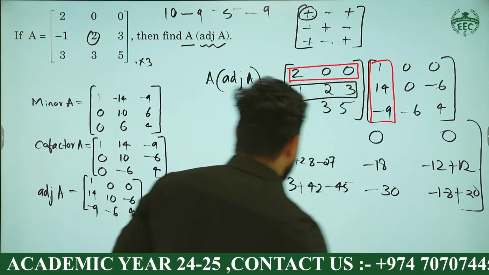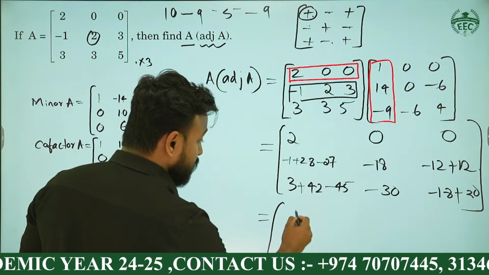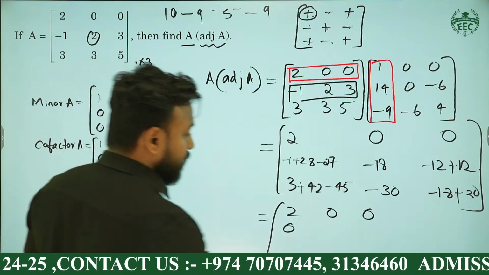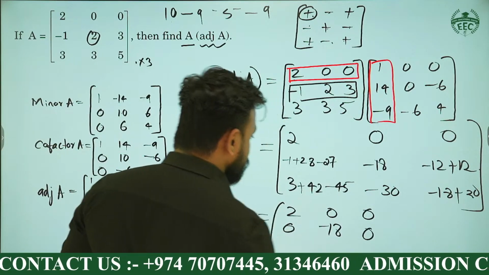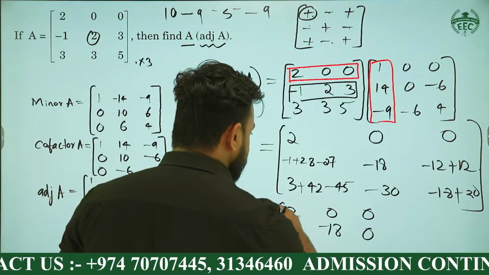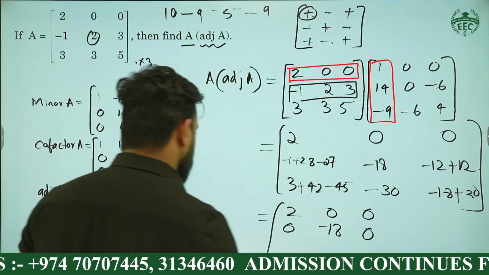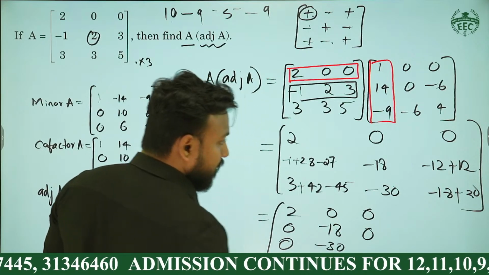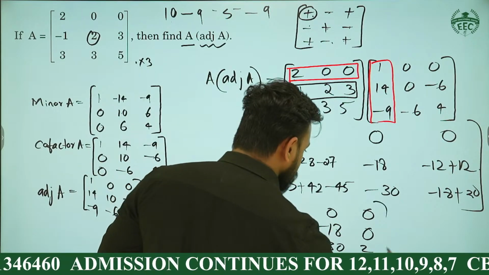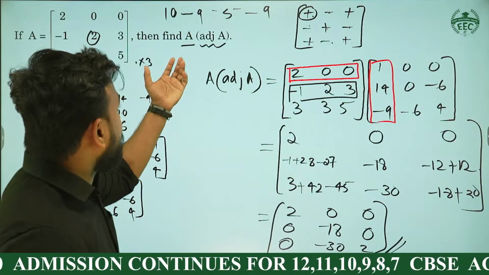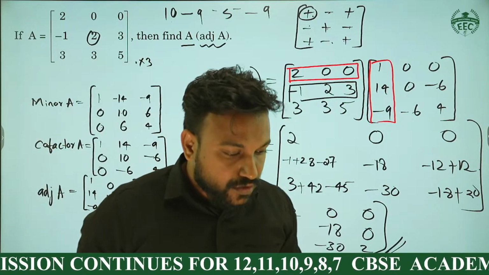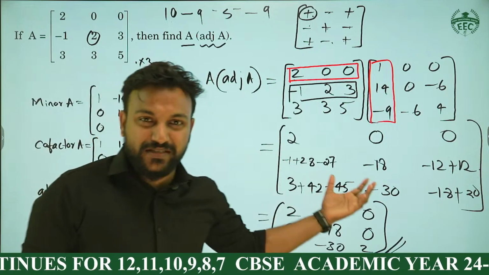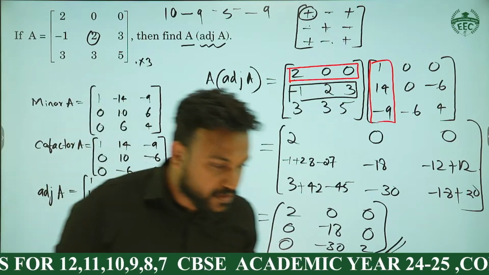So these are the results, and the final answer will be 2 0 0, and 0 and minus 18 0, and 45 42 minus 3 plus 3 0 minus 30 and 2. So this will be your adjoint into A. You should calculate it correctly because I'm doing it really fast. You want to recheck it. Okay, then shall we move to the next one?